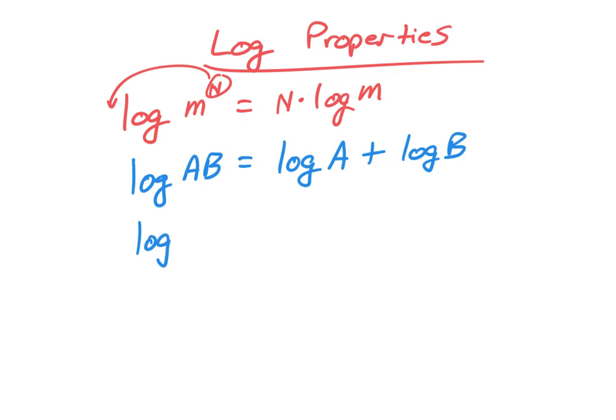And then the last one is called the quotient property, because we're dividing. Quotient means divide. So c divided by d. If I were to separate these two, this would be the log of c minus the log of d. Those are your big three log properties.